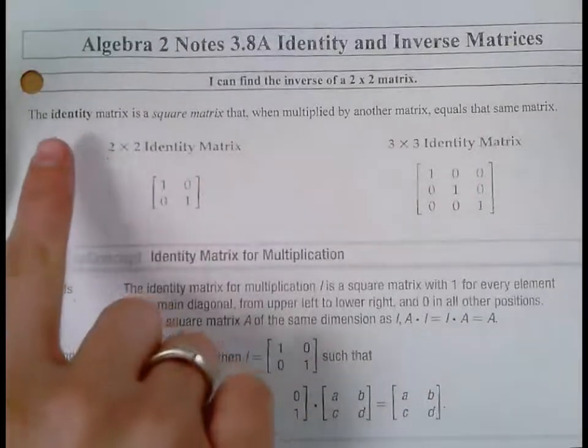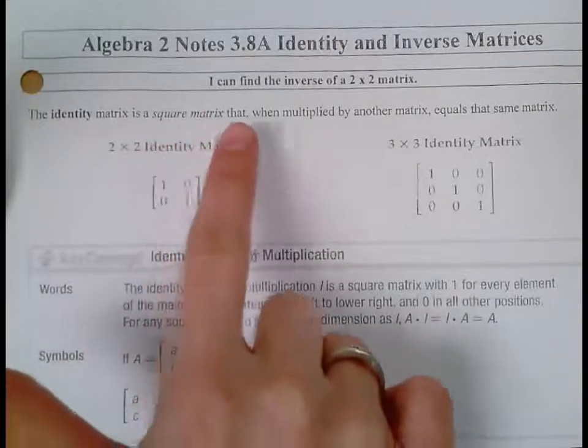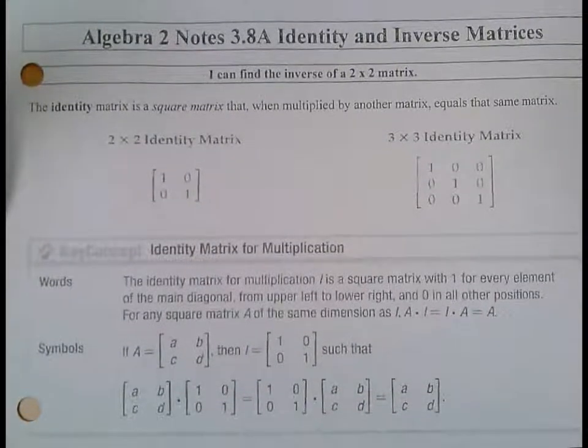But the identity matrix is a square matrix, so same number of rows as columns, that when multiplied by another matrix equals that same matrix. So basically, it's the equivalent of the number 1 in multiplication. When you multiply any number by 1, the number you started with doesn't change. That's the same for matrices with the identity matrix. If you take any matrix that's a square matrix and you multiply it by the identity matrix, it's not going to change the matrix you started with. You'll get that same matrix as your product.